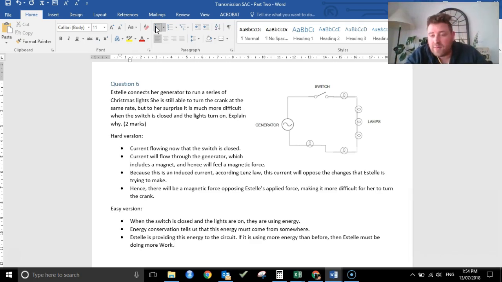To say she's doing more work is to say that she's moving the same distance against a greater force. Work, in the simplified version, is just force times distance. So if she's applying against a bigger force, then she's going to be doing more work. They mean the same thing.